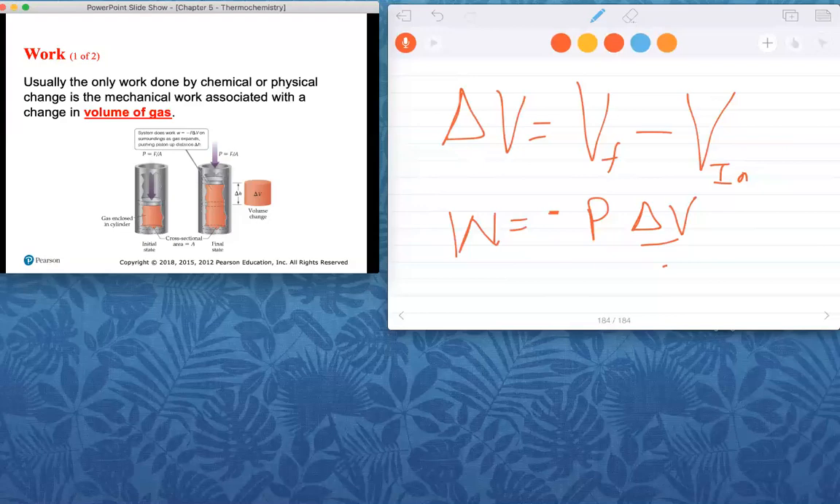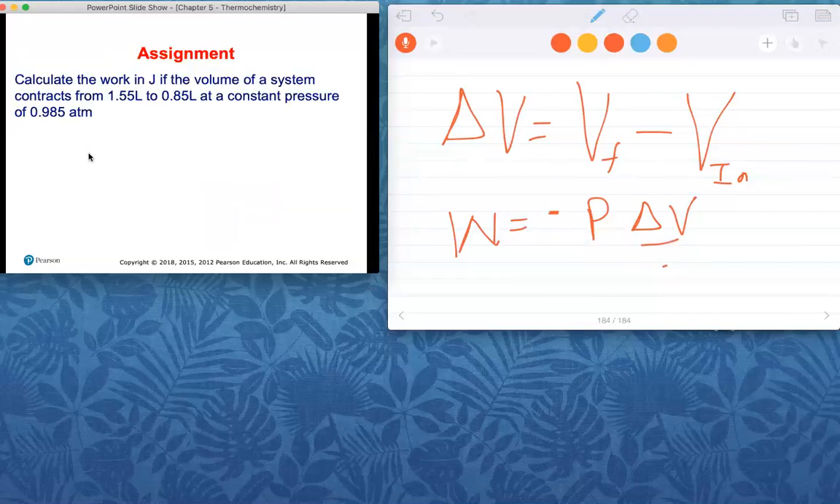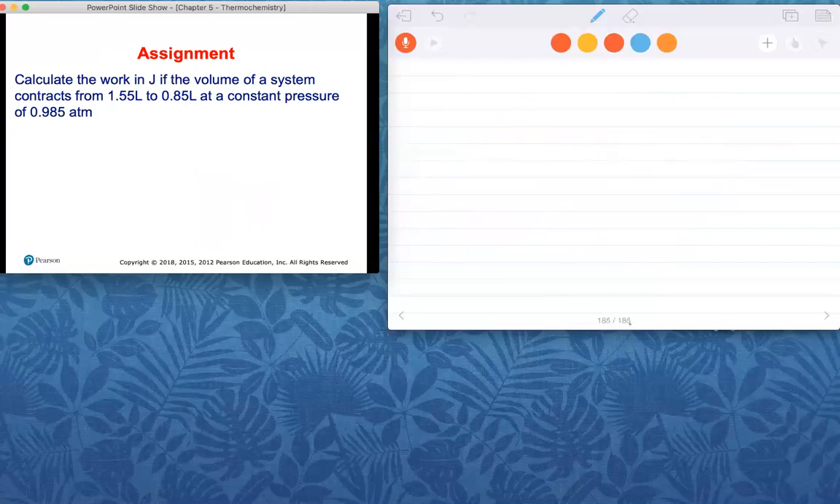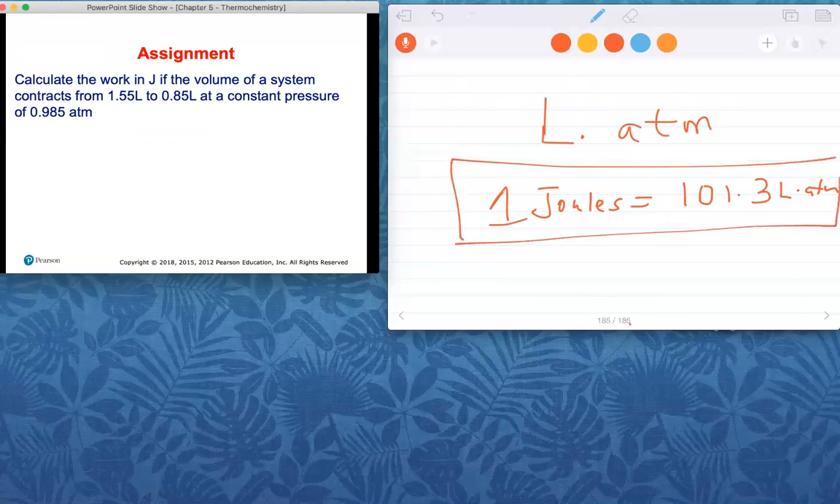If you multiply the units of pressure and volume, you will end up with liters times atmosphere. Remember, the volume will be in liters and the pressure will be in atmospheres. It turns out that 1 liter times atmosphere equals 101.3 joules. Remember this, and I'll give you this in the formula sheet. This is the conversion to change the value to units of joules.